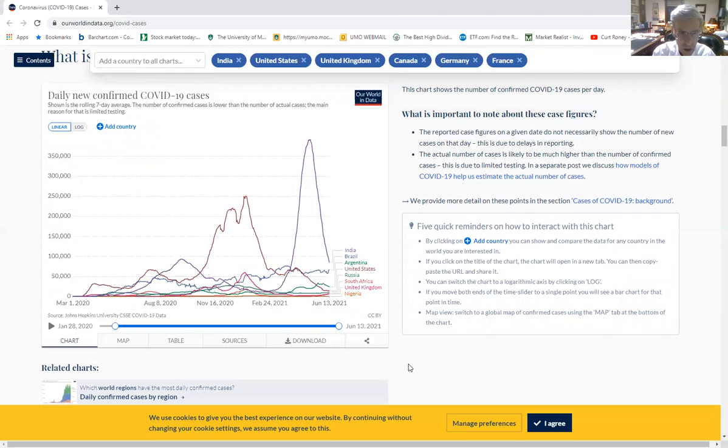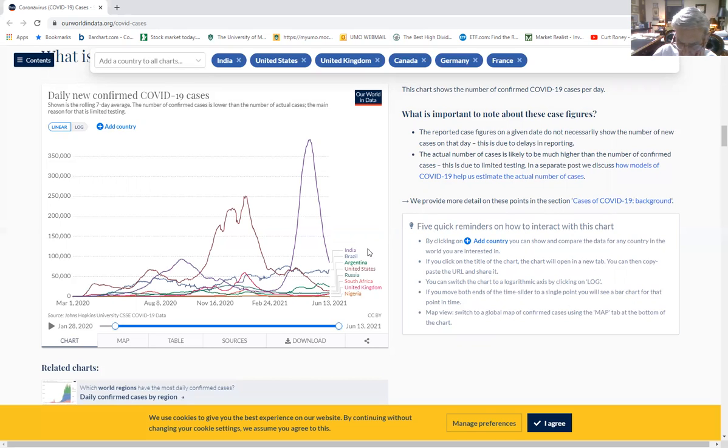So there we go. These are the new cases. The chart we just looked at were weekly averages. These are daily confirmed cases. And so it's the 7-day average, I guess, each day. Anyway, what we see is this dramatic difference. Notice that now we have India really showing up in the number of new cases.